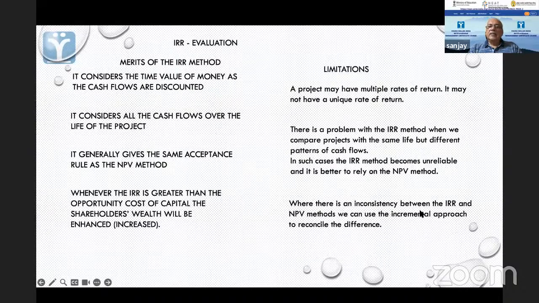Where there is an inconsistency between the IRR and the NPVs, we can use the incremental approach to reconcile the difference. This approach was there in the last slide. You can look at that. In case you need any further explanations about that, we can discuss that in some other class, subject to time being there.